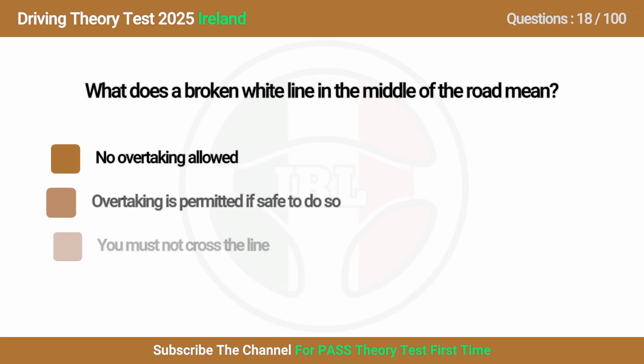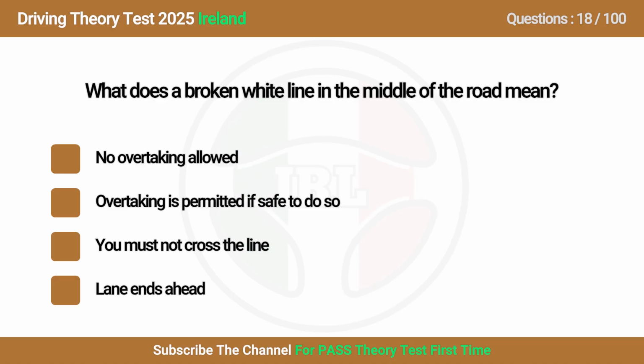Question 18. What does a broken white line in the middle of the road mean? A. No overtaking allowed. B. Overtaking is permitted if safe to do so. C. You must not cross the line. D. Lane ends ahead.